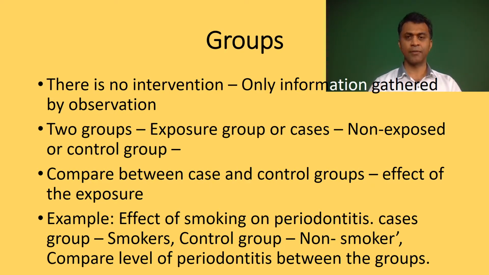Again, going with an example of smoking on periodontitis. Let us say the exposure is smoking, and we hypothesize that smoking affects periodontitis or worsens periodontitis. In the case group, it will be smokers, and the control group would be non-smokers, and we will be comparing the smoker cases and non-smoker controls on the presence of periodontitis. If the hypothesis is true, more smokers should have periodontitis than non-smokers.